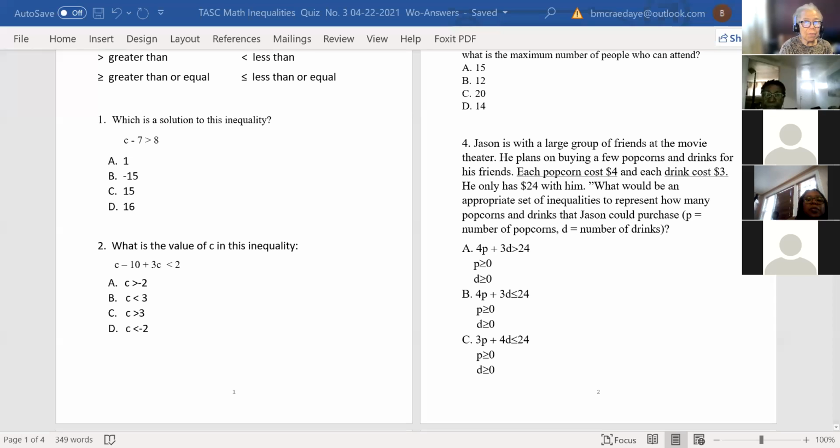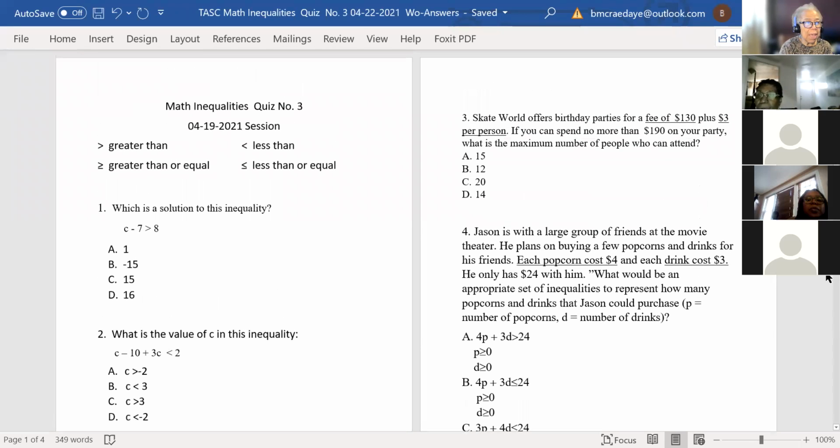Let's get started. We will be looking at inequalities, number 3, and then later we'll look at number 4. So let me share my screen with you. Okay. Does everybody see the screen? Math inequalities quiz, number 3.